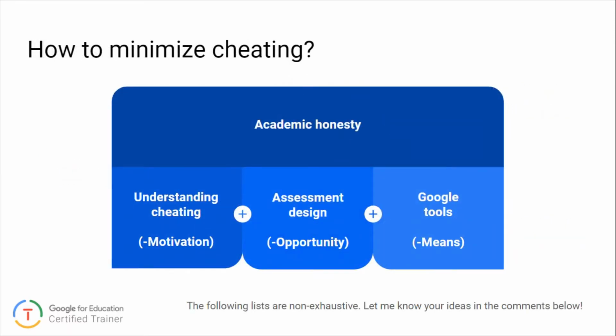Now let's move on to the main point of this video, which is how do we minimize cheating? You can see that in this graph, I put academic honesty on top of three major pillars. And those pillars are, we need to understand why students cheat so we can take away their motivation for cheating. The second pillar is we need to design our assessments in a way that we take away opportunities for cheating. And the third major pillar is we need to use Google tools effectively to take away the means for cheating.